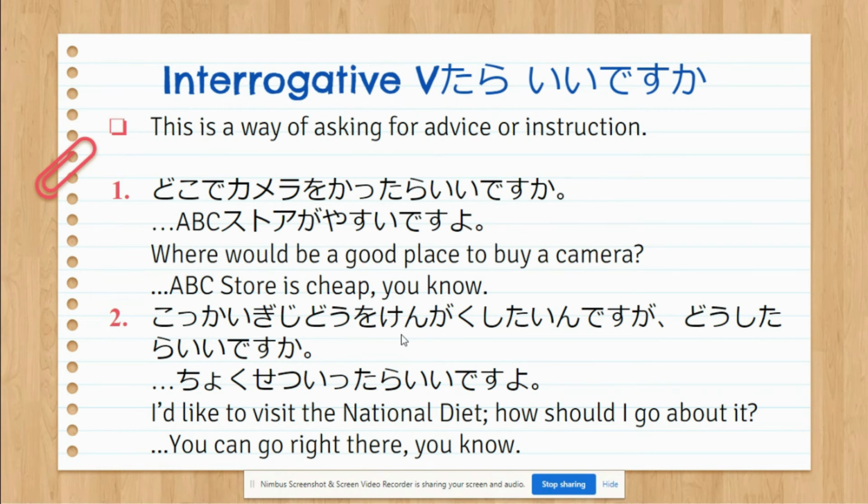The listener used verb tara ii desu. You can use this as a way of giving advice. Remember, interrogative verb tara ii desu ka is a form of a question. So if you want to make a statement, you just remove the interrogative and you remove ka, and it becomes a statement, as in this example, chokusetsu ittara ii desu.